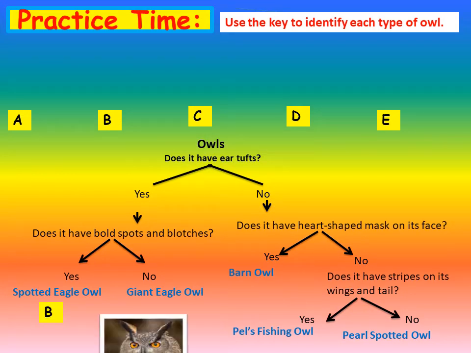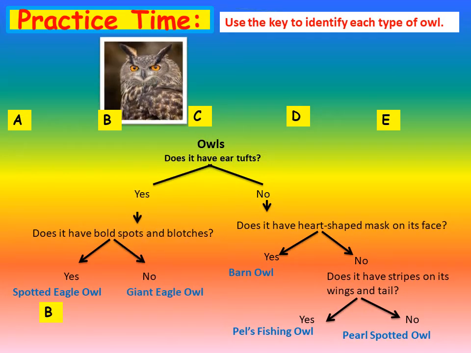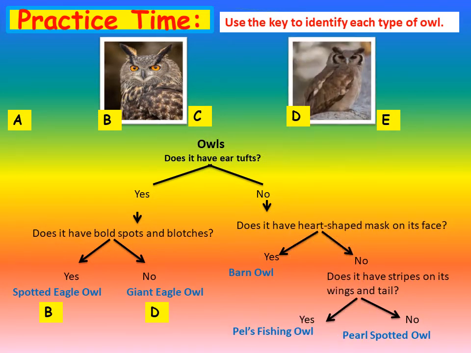For picture B, that is spotted eagle owl. So this spotted eagle owl have ear tufts and have bald spots and blotches. For picture D, that is giant eagle owl. So giant eagle owl have ear tufts, but it doesn't have bald spots and blotches.